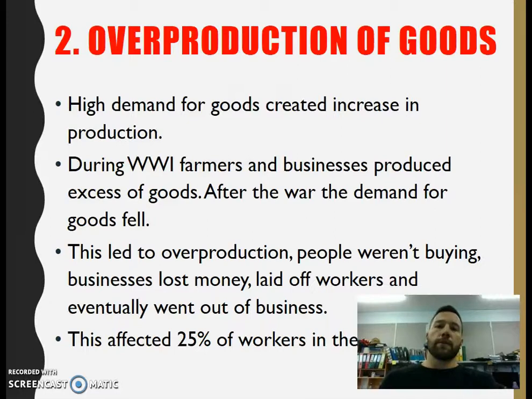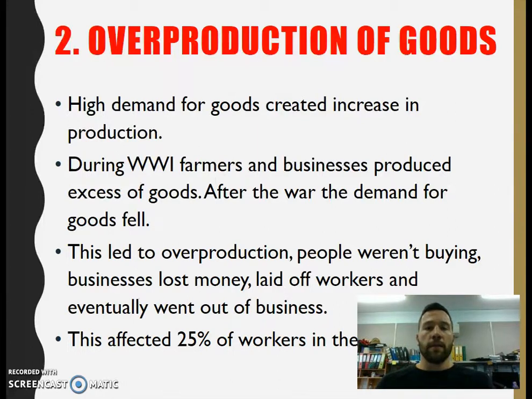Another issue which caused the Great Depression is the overproduction of goods. When there's a high demand for goods, obviously production goes into overdrive, and more of these goods are produced very, very quickly. And during World War I in the 1910s, farmers and businesses produced an excess of goods. They had to, for the war effort, keep producing food and materials. But after the war had finished, the demand for these goods fell, I guess mainly because people couldn't afford to buy these luxury items, and the war machine wasn't ticking over anymore.